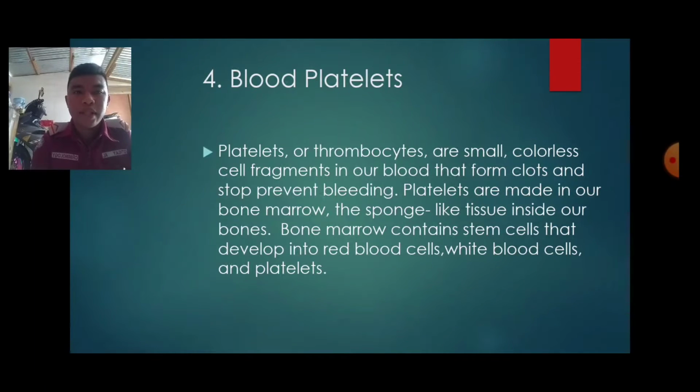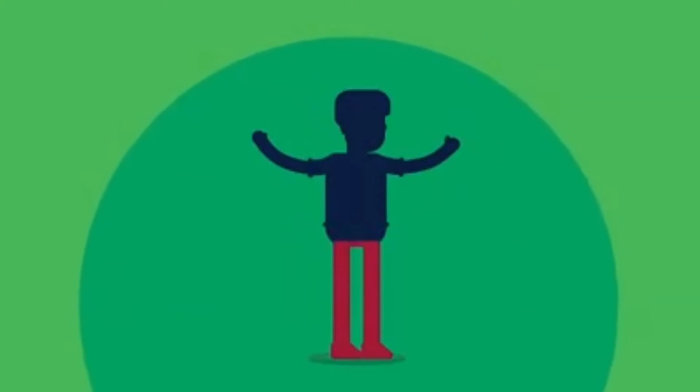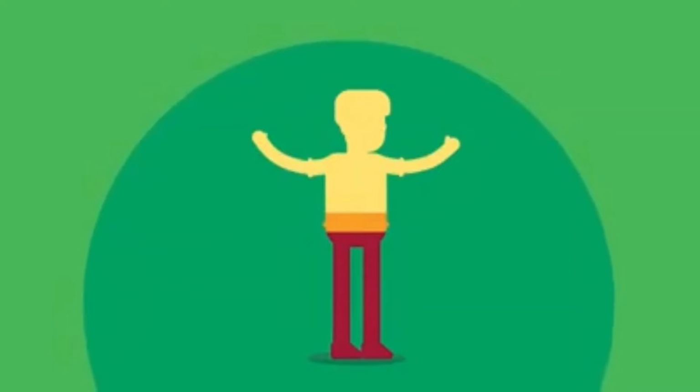The sponge-like tissue inside bone marrow contains stem cells that develop into red blood cells, white blood cells, and platelets. To study blood disorders, we must know the composition of blood in a healthy individual.